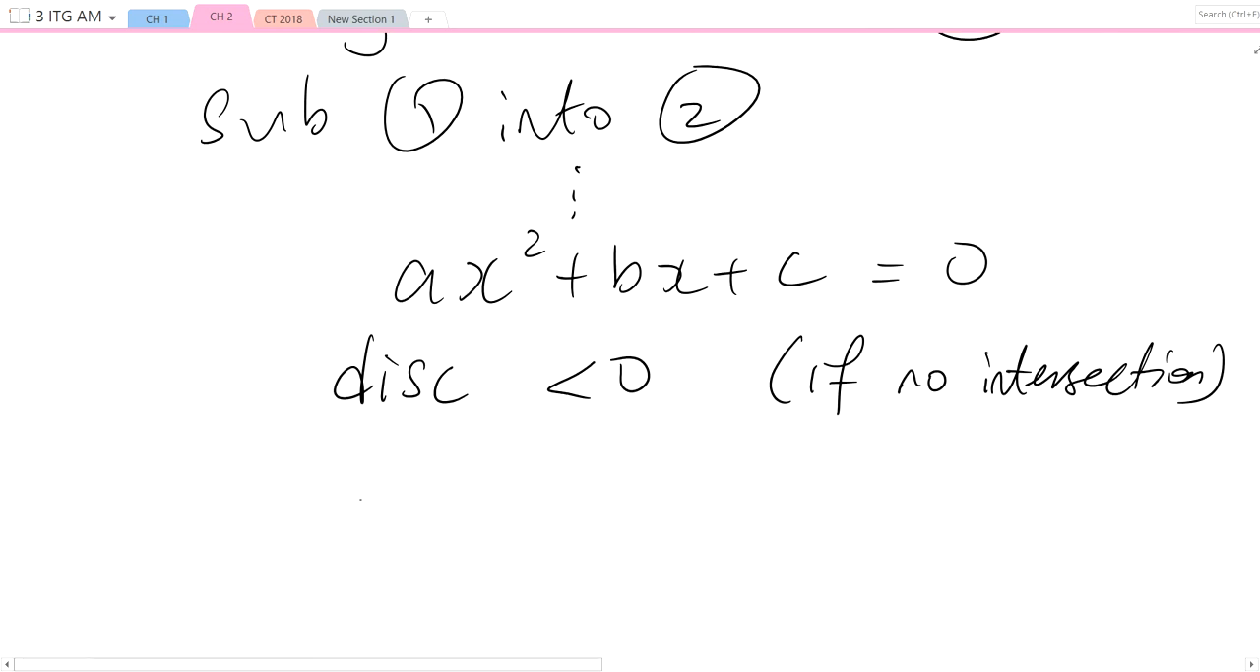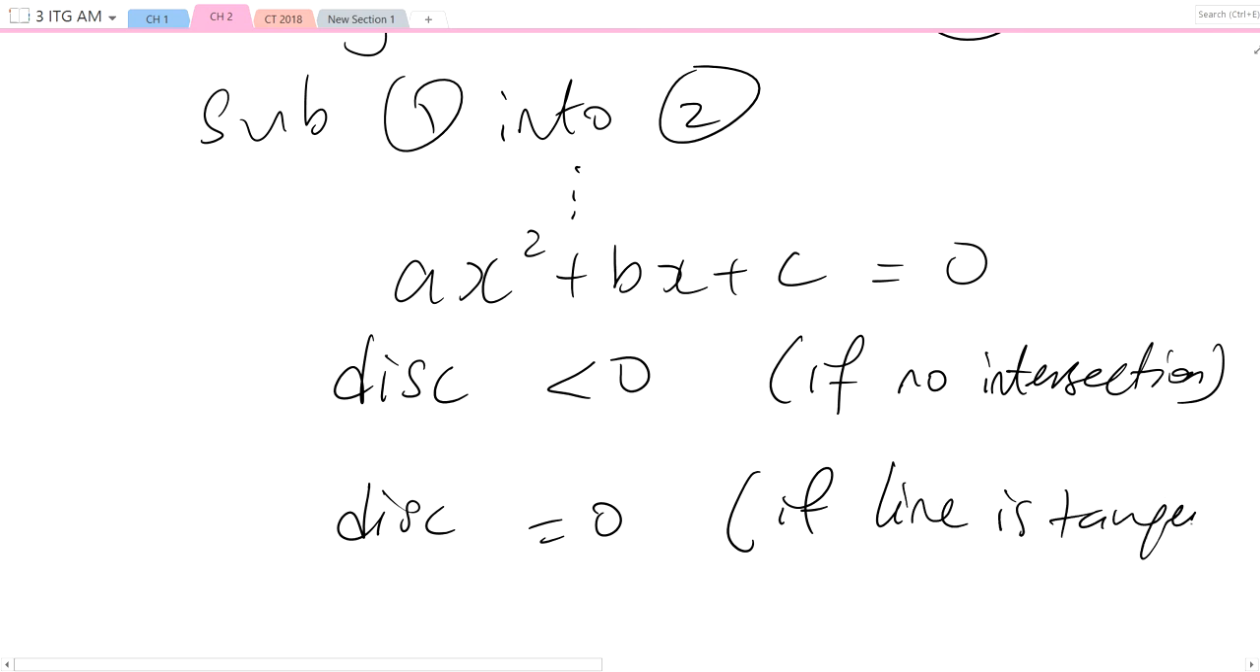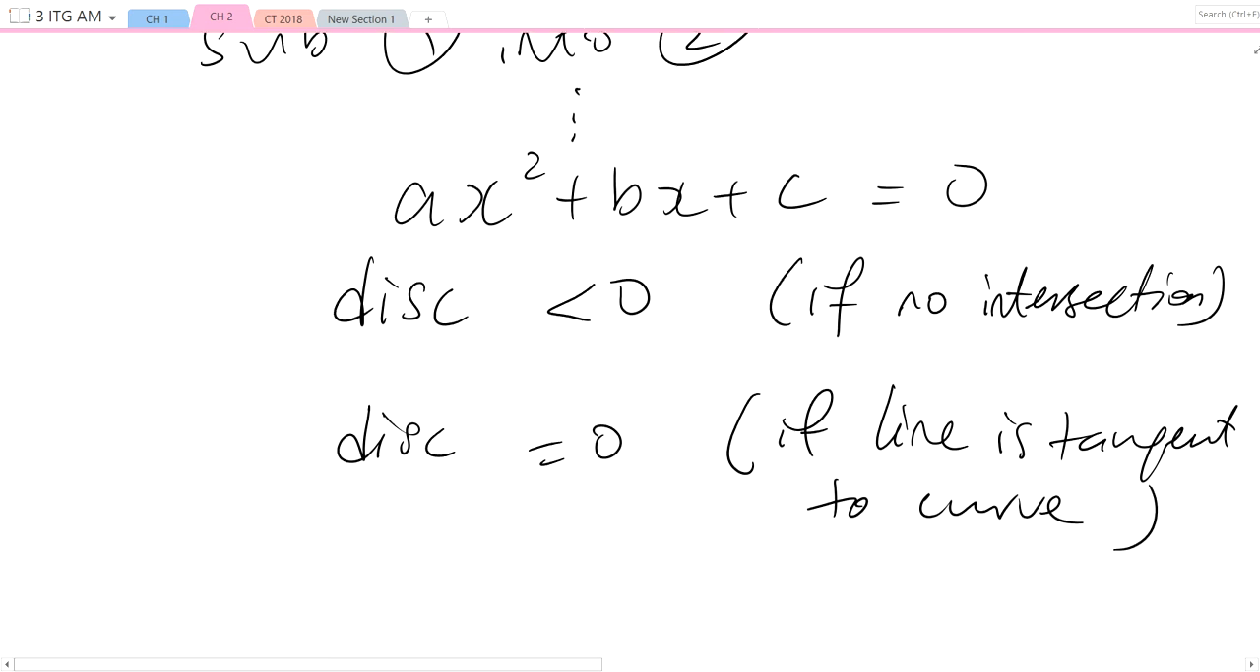Then for the second part of the question, discriminant equals to 0 if the line is tangent to the curve. If you don't know what a tangent is, you will lose marks, because you cannot tell whether the discriminant is greater than 0, less than 0, or equal to 0. If it's greater than 0, it has two real and distinct roots, or it will tell you it has two different solutions.